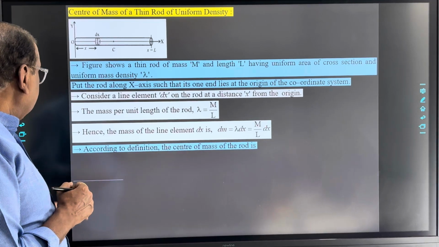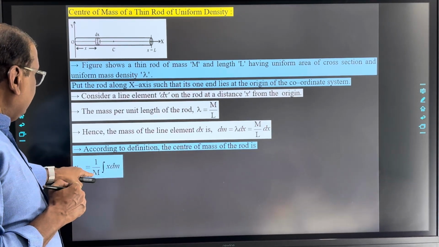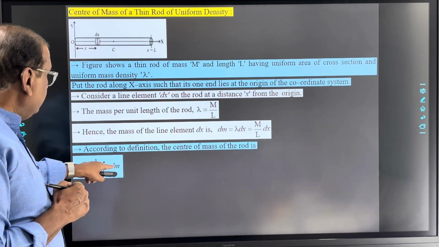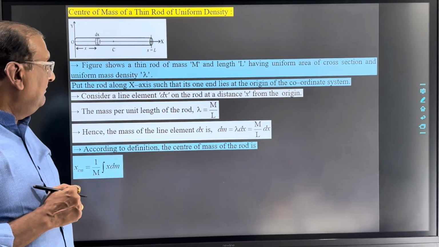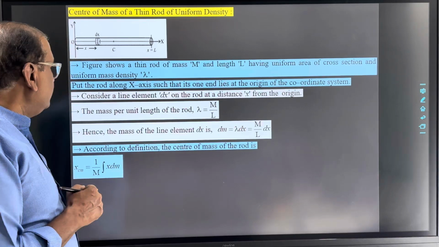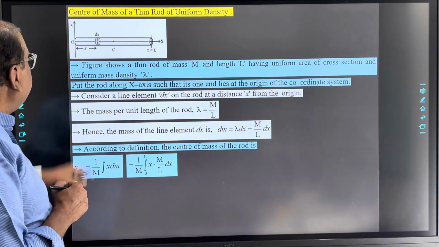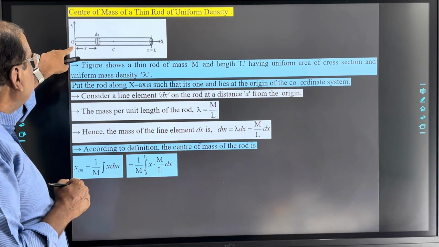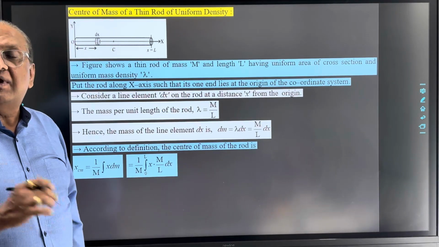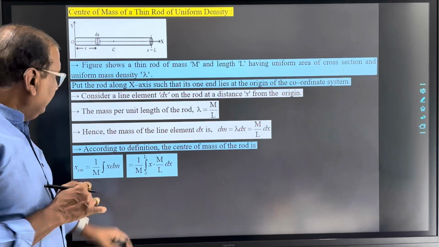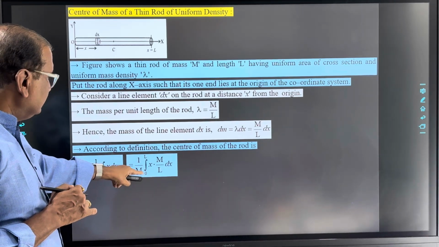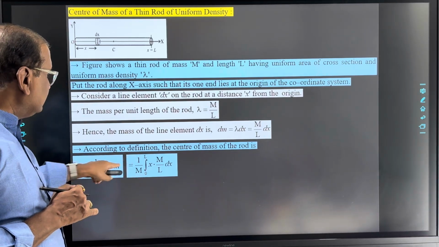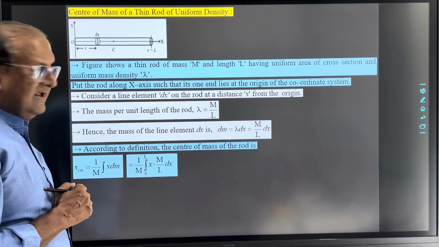Now, as discussed in the previous theory, the position of the center of mass on the x-axis will be xcm equal to 1 upon M integration x dm. Now substitute the value of dm, that is M by L into dx. Here we have to consider such elements starting from x equal to 0 to x equal to capital L, so the limits of the integration are 0 to L. So 1 upon M integration 0 to L x times M by L dx.